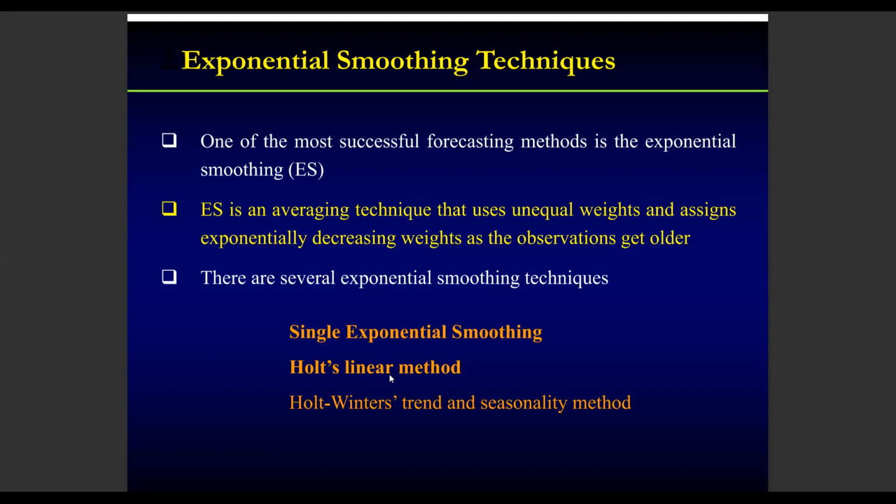In Holt's linear method, we use two things. Other than what we considered in the first step, we are adding the trend into the model, so we consider the linear trend also in that step. In the third step, rather than the first two, we are considering the seasonality also. So we call it the triple exponential smoothing technique, as a synonym for this third name.